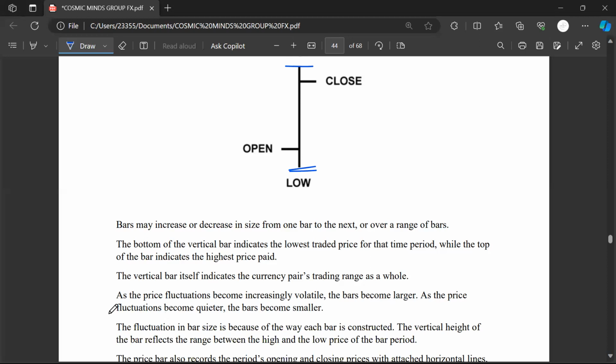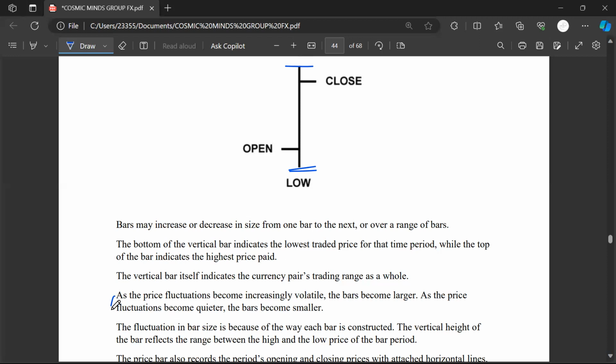As the price fluctuations become increasingly volatile, the bars become larger. Volatile means more volume, more money into the system, trading activity is becoming more. That is volatile. I think in the intermediate class, you have a better understanding of that. I don't want to waste time here. This is very basic, so I won't waste time here.